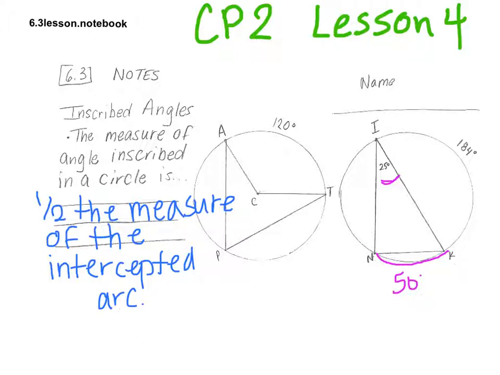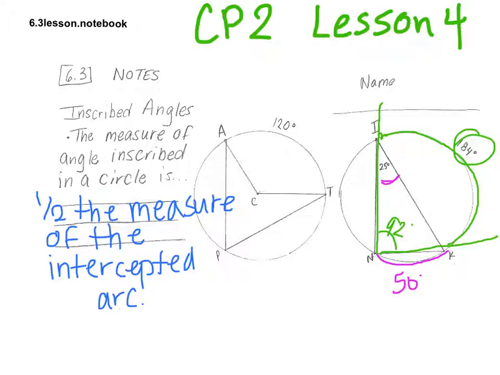You also probably noticed that angle N, if you extend it, intercepts the arc that's 184 degrees. And I know that angle N has to be half of the measure of the arc that it intercepts. That means the measure of angle N must be 92 degrees.